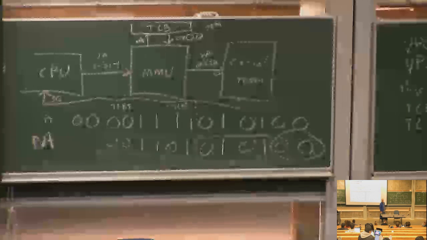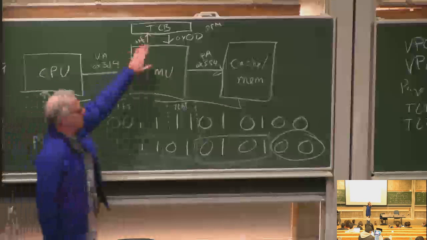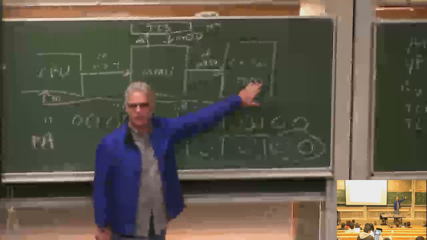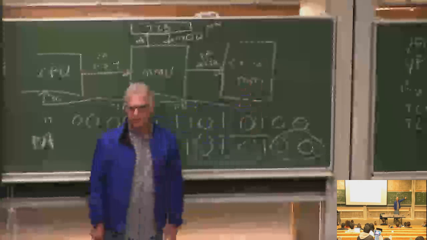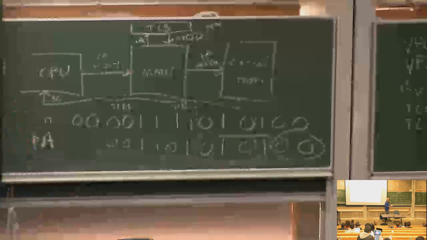Okay? So this is like the best of all possible worlds. This is what architects dream about, right? Because we got a TLB hit and we got a cache hit. This is the absolute simplest case. Any questions at this point?